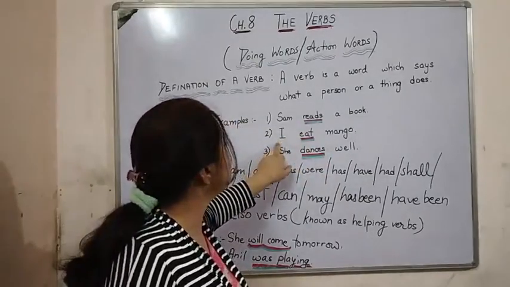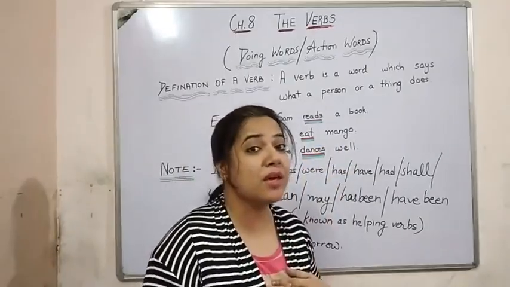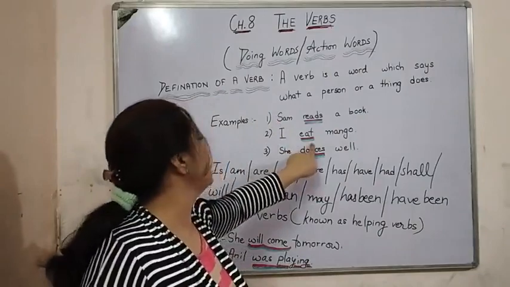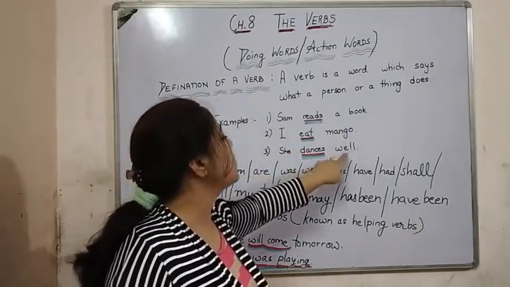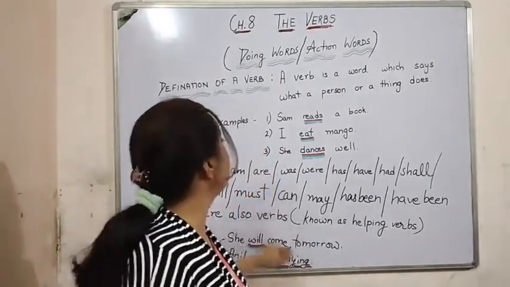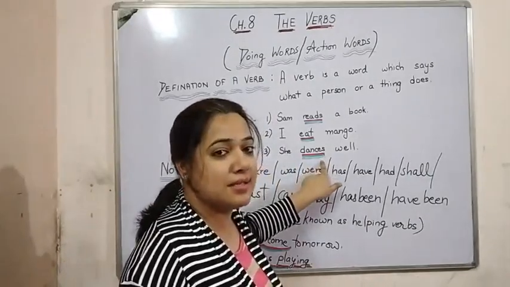In the second sentence, I eat mango. What am I doing with mango? I'm eating it. So, the verb here is eat. She dances well. What is she doing? She's performing some action. She's dancing. So here the verb is dances.